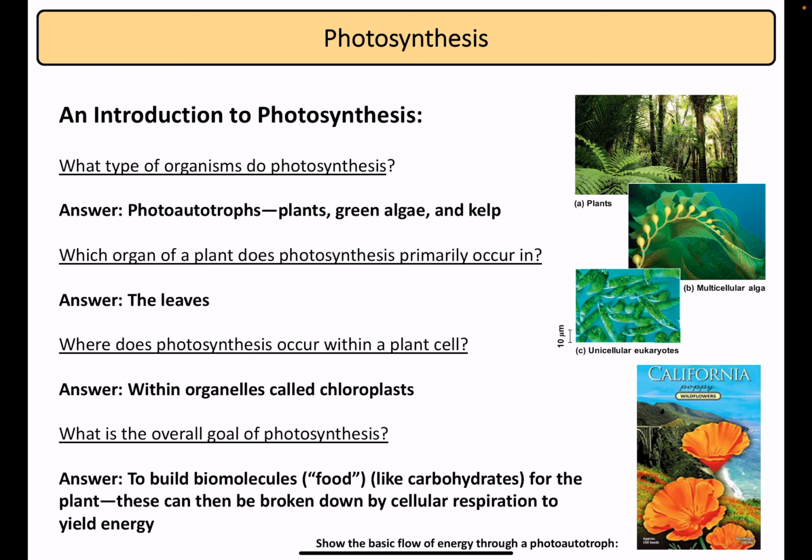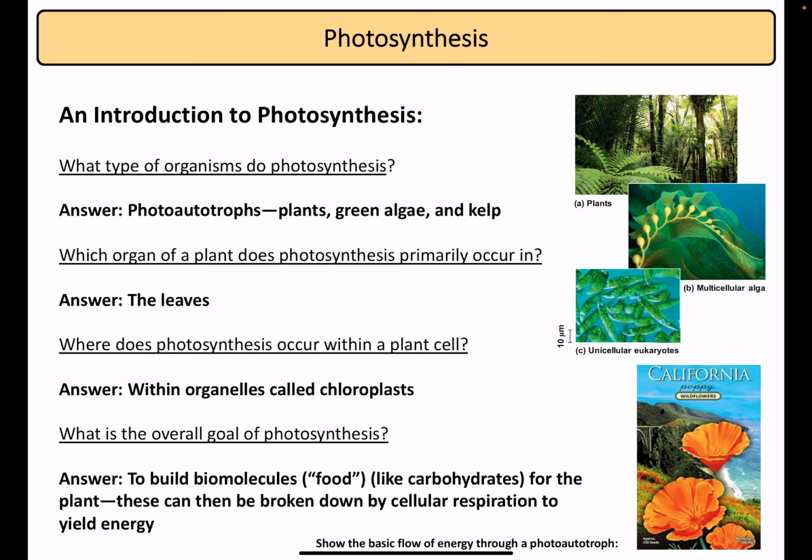Our last major question here is, what is the overall goal of photosynthesis from the perspective of the photoautotroph that's doing it? What are they looking to get out of this? And the answer is they're looking to get energy. They're looking to build food. They're looking to build biomolecules. So the goal is to build carbohydrates like glucose.